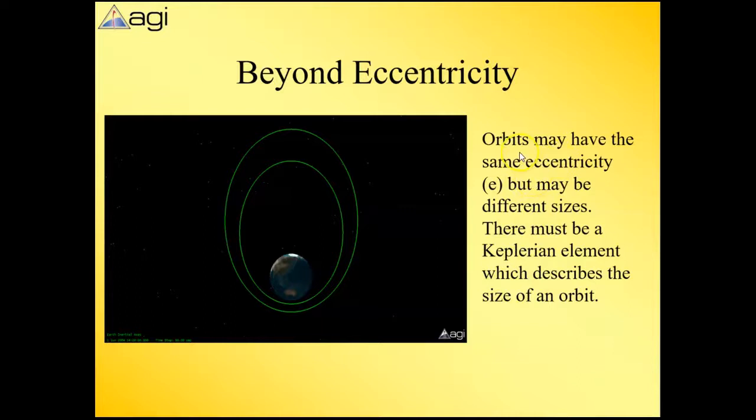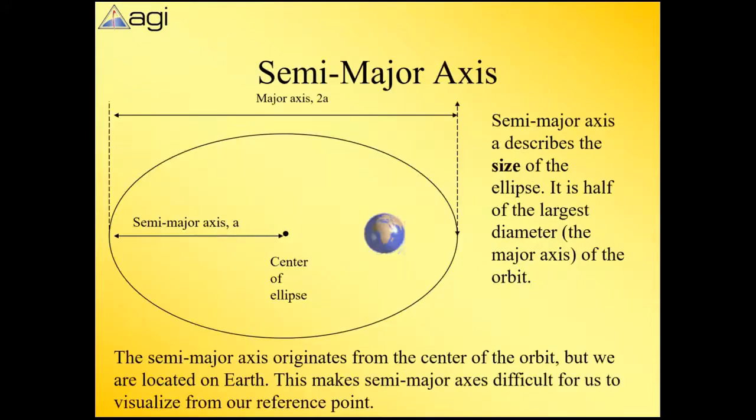Beyond eccentricity, orbits may have the same eccentricity, but may be different sizes. There must be a Keplerian element which describes the size of an orbit. So the semi-major axis. The semi-major axis describes the size of the ellipse. It is half of the largest diameter, the major axis, of the orbit.